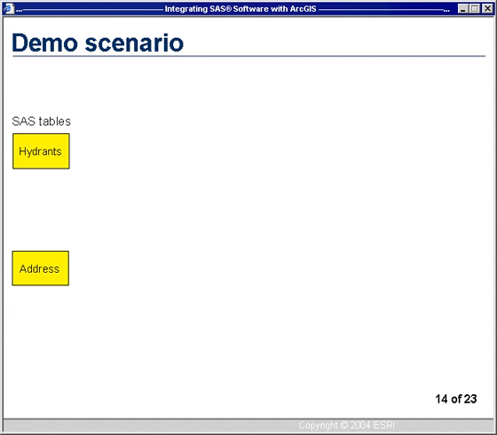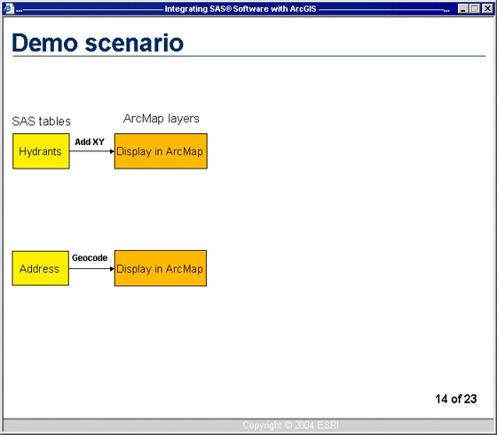So to do this, the first thing that you might want to do is get these to be displayed in ArcMap. Since the hydrants table does have those columns X and Y, you can use the Add XY function in ArcMap to get those coordinates plotted. For the addresses, since we do have the addresses and maybe we have some underlying reference data, a streets data set, we can perform geocoding.